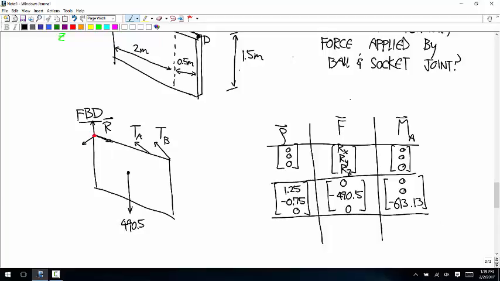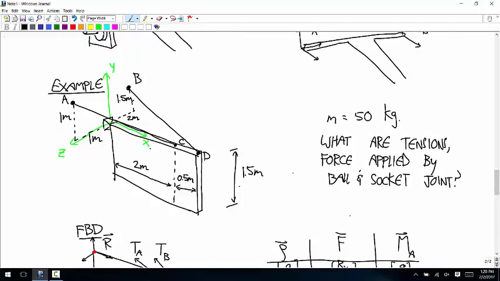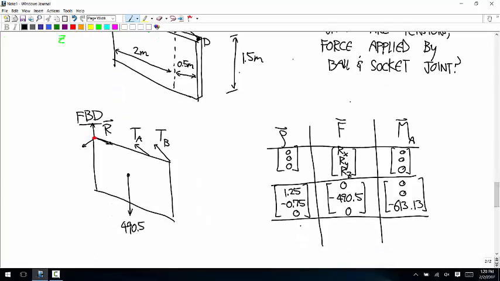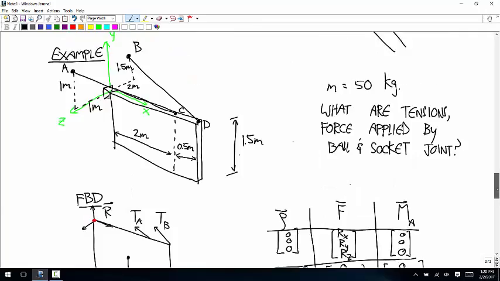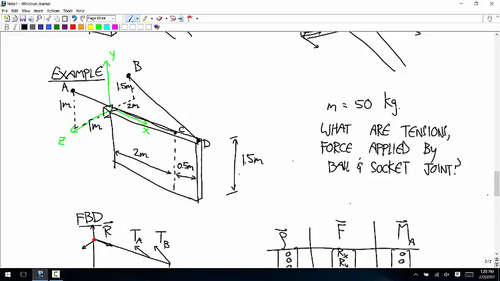And now the two cable forces. So first let's do this cable force TA. How far in the x direction do you have to go from the ball and socket joint to that point C? 2 meters. How far in the y direction? 0. How far in the z direction? 0. And now we have to figure out what that force vector is. We haven't done that yet. How are we going to do that? What's going to be the approach for coming up with the force vector applied by that cable?